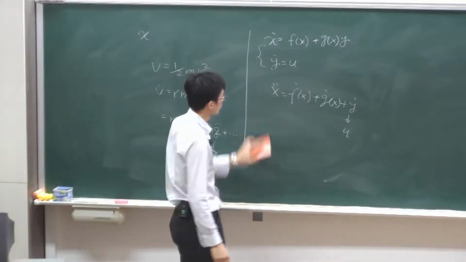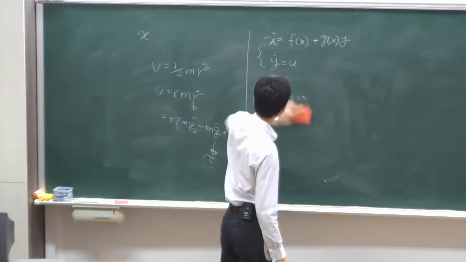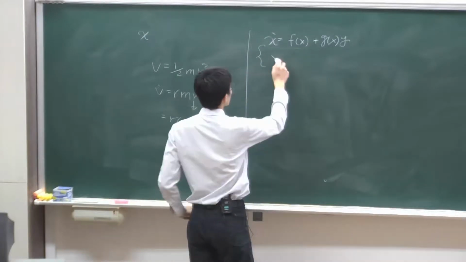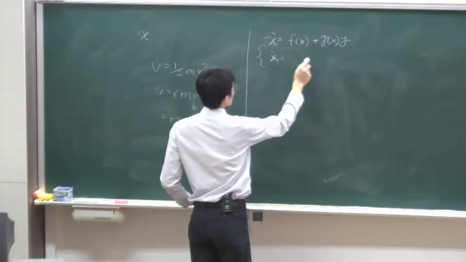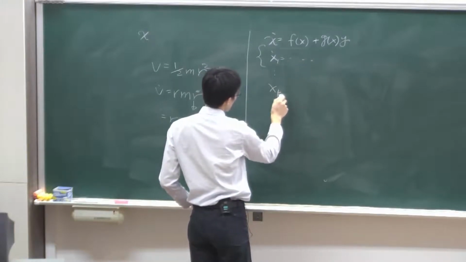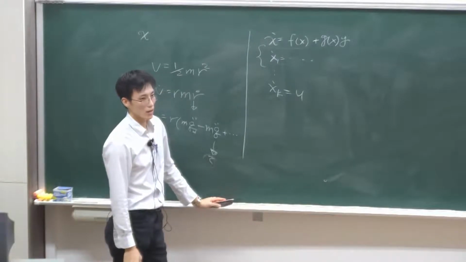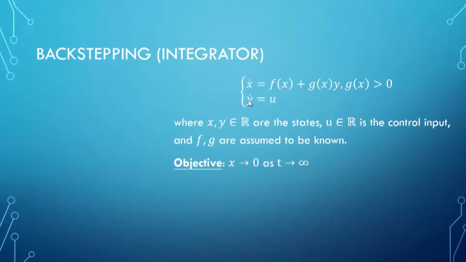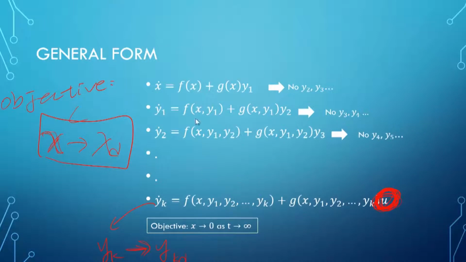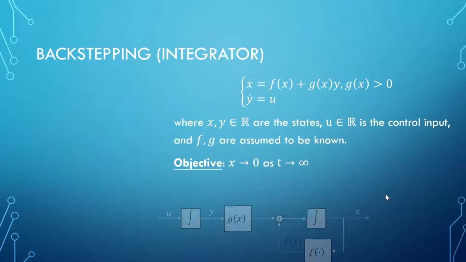Okay, but what if a more complicated case where you have maybe x1 and so on to xk, and that gives you control u. That's more complicated, right? 懂吗? So the general form of the system can be described as this. Okay, and the controller to be designed, the approach is called backstepping.